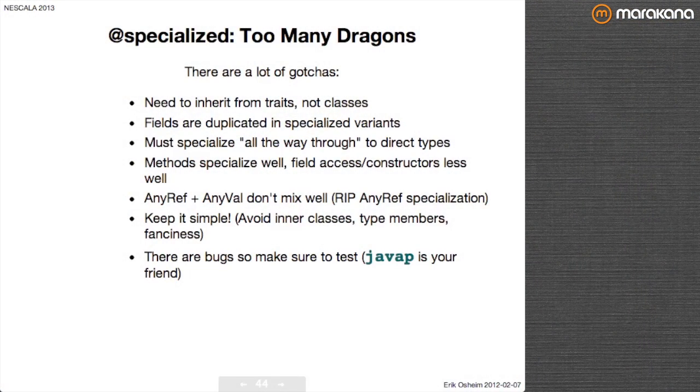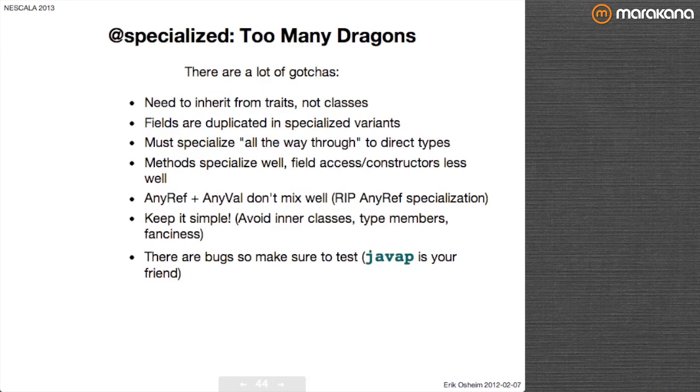I can't go into all of these and why they're there, but this is a list of things that I think you have to consider when you're trying to write your own specialized code. If you're using someone else's specialized code, you can assume that they've thought about this and it's probably fine. But basically, it kind of breaks inheritance a little bit. So you need to inherit from traits, not classes. If you have a specialized class and then you inherit from it, you won't actually inherit from the specialized version. You'll inherit from the generic version, which defeats the purpose.